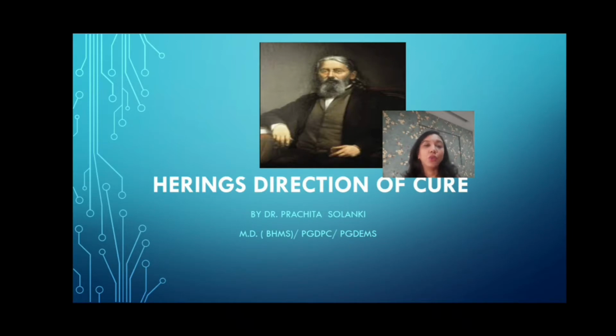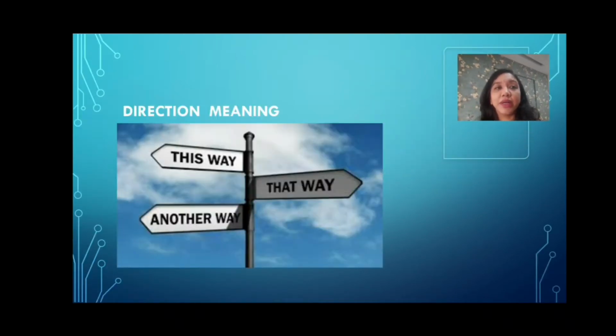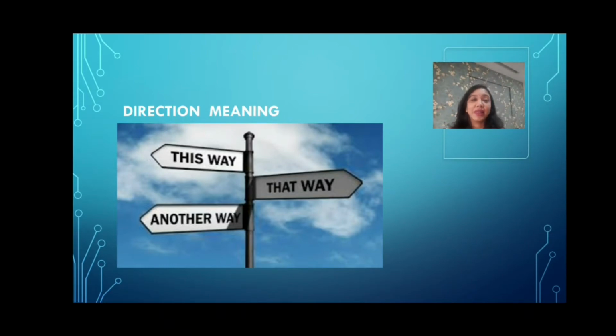Now let's see what Hering's direction of cure is. Remember, a direction is nothing but where the case is heading: this way, that way, another way. So use your sense. When you give the medicine and the person comes next time, you need to understand where the case is going towards. For the cure, he has given 4 statements, and we are going to understand those 4 statements.